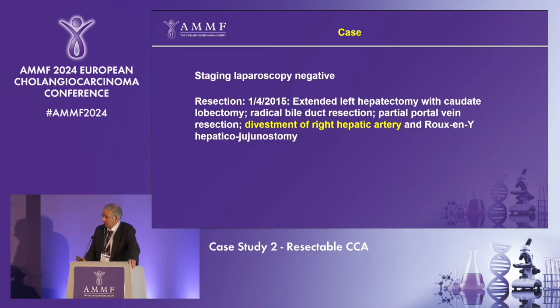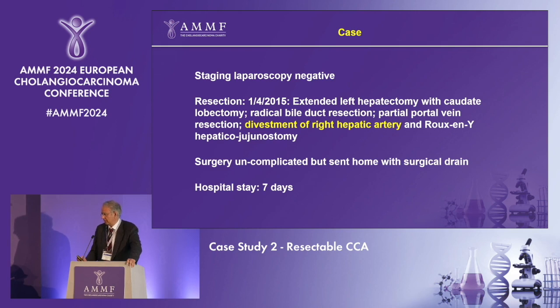So she had a resection. We removed the left side of the liver, bile duct, lymph nodes. We did resect the portal vein. We've done about 120 hilar cholangiocarcinoma resections in Liverpool, and a third will have had a vascular resection. We would now describe what we did to the hepatic artery as divestment, because there was tumour in contact with the artery and it was dissected free. So if you get onto the right anatomical plane, you can do that. This is certainly something described in pancreatic surgery.